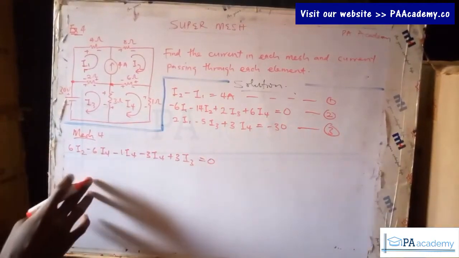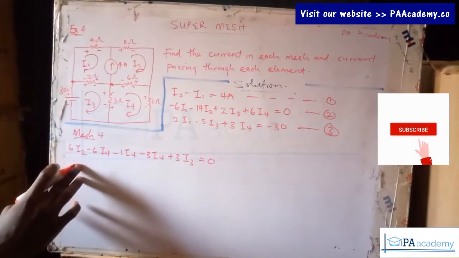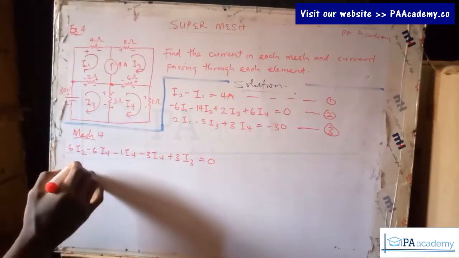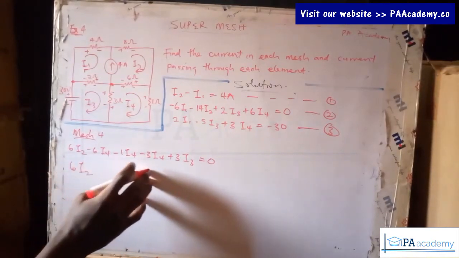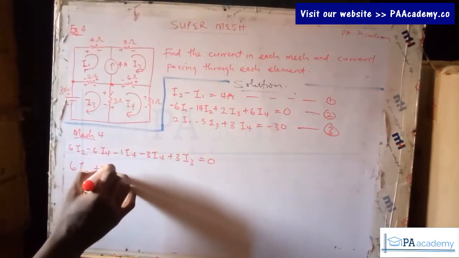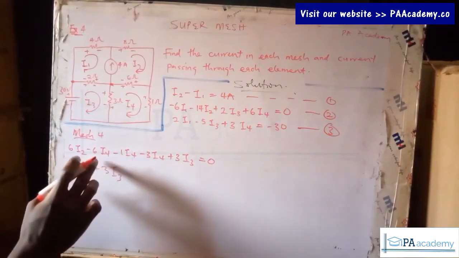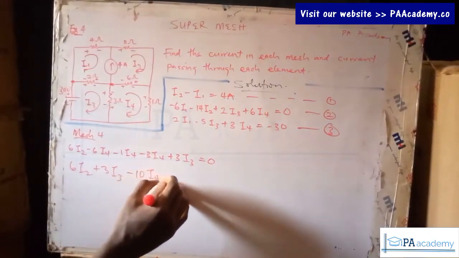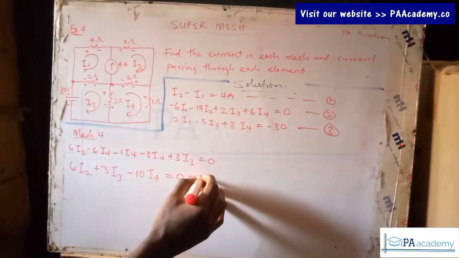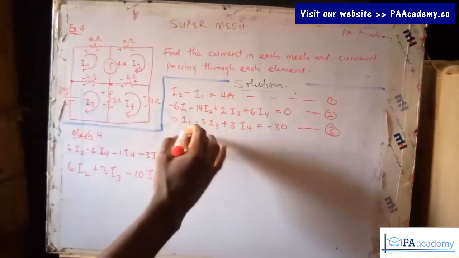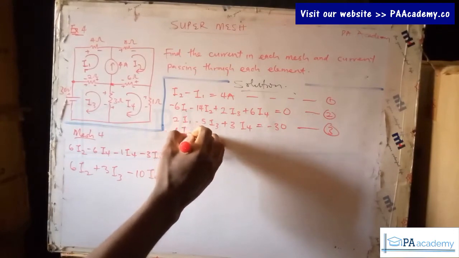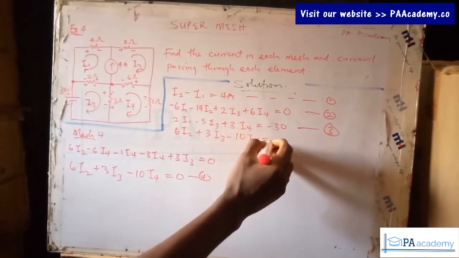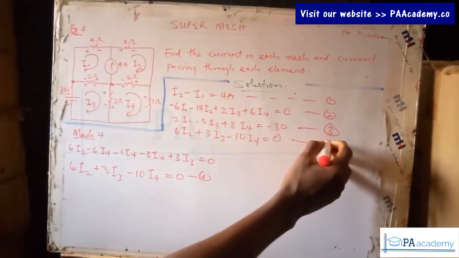So let's rearrange this. Let's see, we have I2. There's no I1 here. So we have I2. Let's see which other I2. That's only I2. So we have 6 I2. We have I3, only one I3. That's plus 3 I3. And then I4, we have -6, -1, and -3. So that's -10 I4 equals to 0. So this is our equation 4. Let me write it here: 6 I2 plus 3 I3 minus 10 I4 equals to 0. So this is our equation 4.